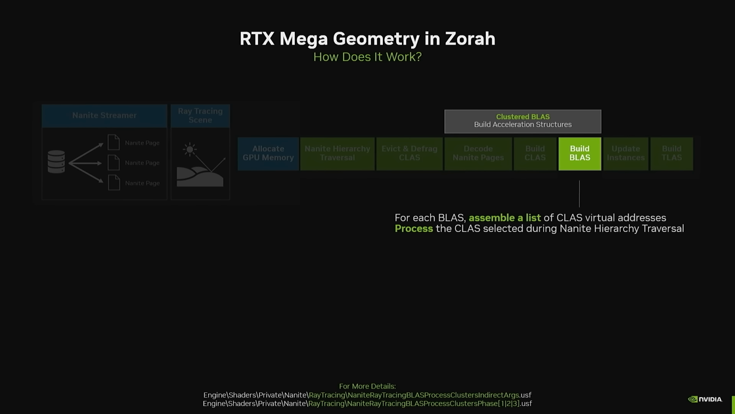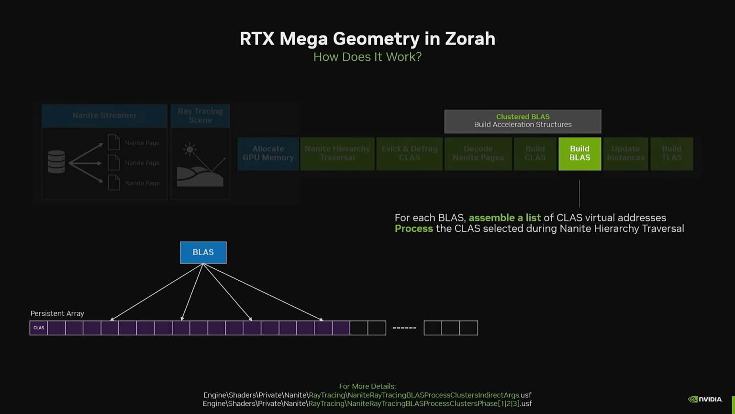Okay, so now that we have our CLASs built, we want to get to the end and build our BLASs. So to do this, we need to assemble a list of CLAS virtual addresses for each BLAS. So before, during that Nanite traversal step, we made a list of CLASs that were selected. This is where that list comes back into context. So we want to process that list and ultimately end up here, where we have a BLAS pointing to the CLASs that it is going to use that have been selected for its level of detail.